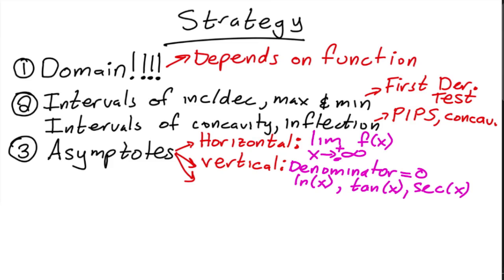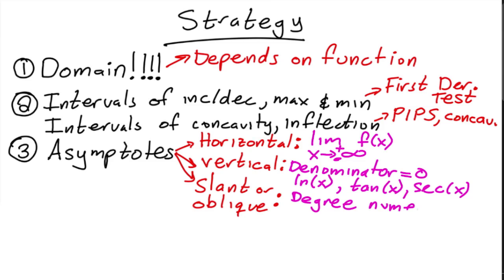And then the third kind of asymptote is kind of a special case. It's the slant or oblique asymptote. And that, remember, generally occurs when you have a rational function and the degree of the numerator is one greater than the denominator.